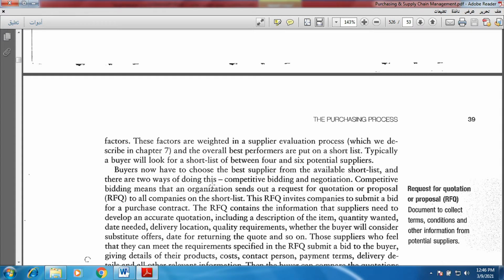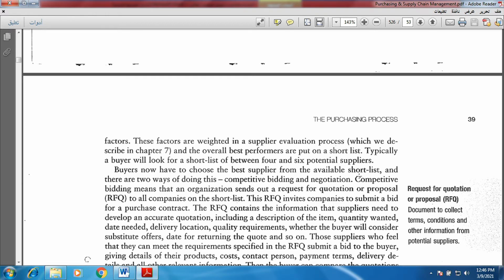What we say about these factors, we'll be talking about in more detail. We will talk about the scorecards or the performance evaluation for the suppliers, maybe in chapter 7. But we want to say that we are welcoming the short list. We are looking to have a short list for this mission.